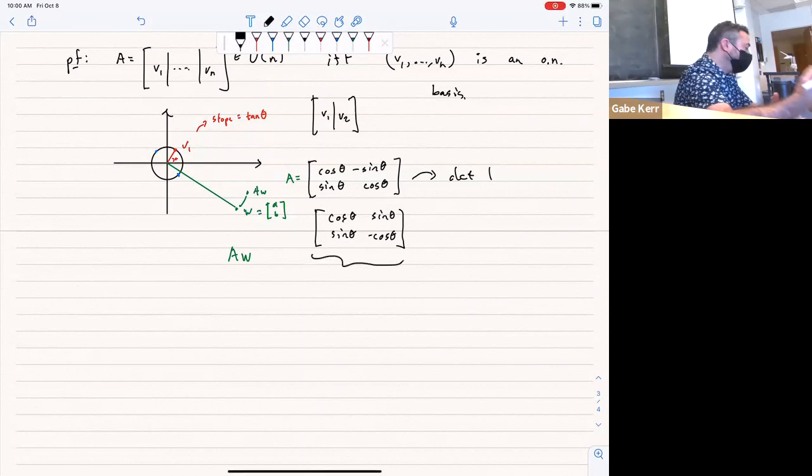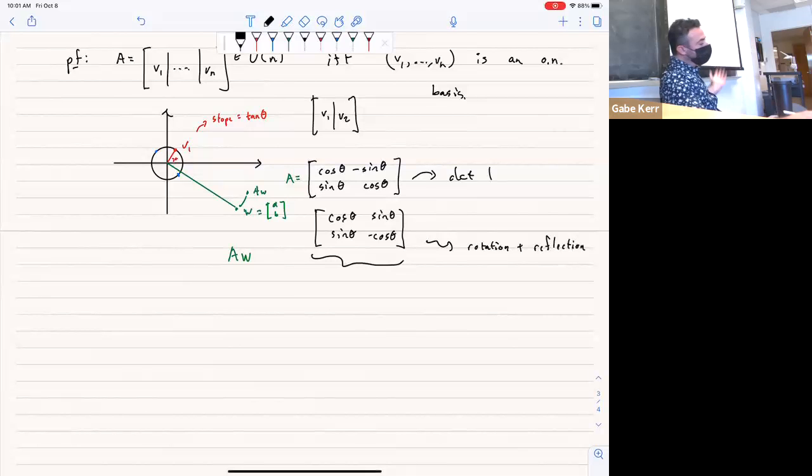This guy is a composition of two things. It's a composition of a rotation and a reflection. The other thing we can do linearly at the origin, that's not a rotation, is we can reflect. So this is a rotation plus reflection. And in O2, that's all it is. Rotations, reflections, and combinations thereof. But everything is of that form.